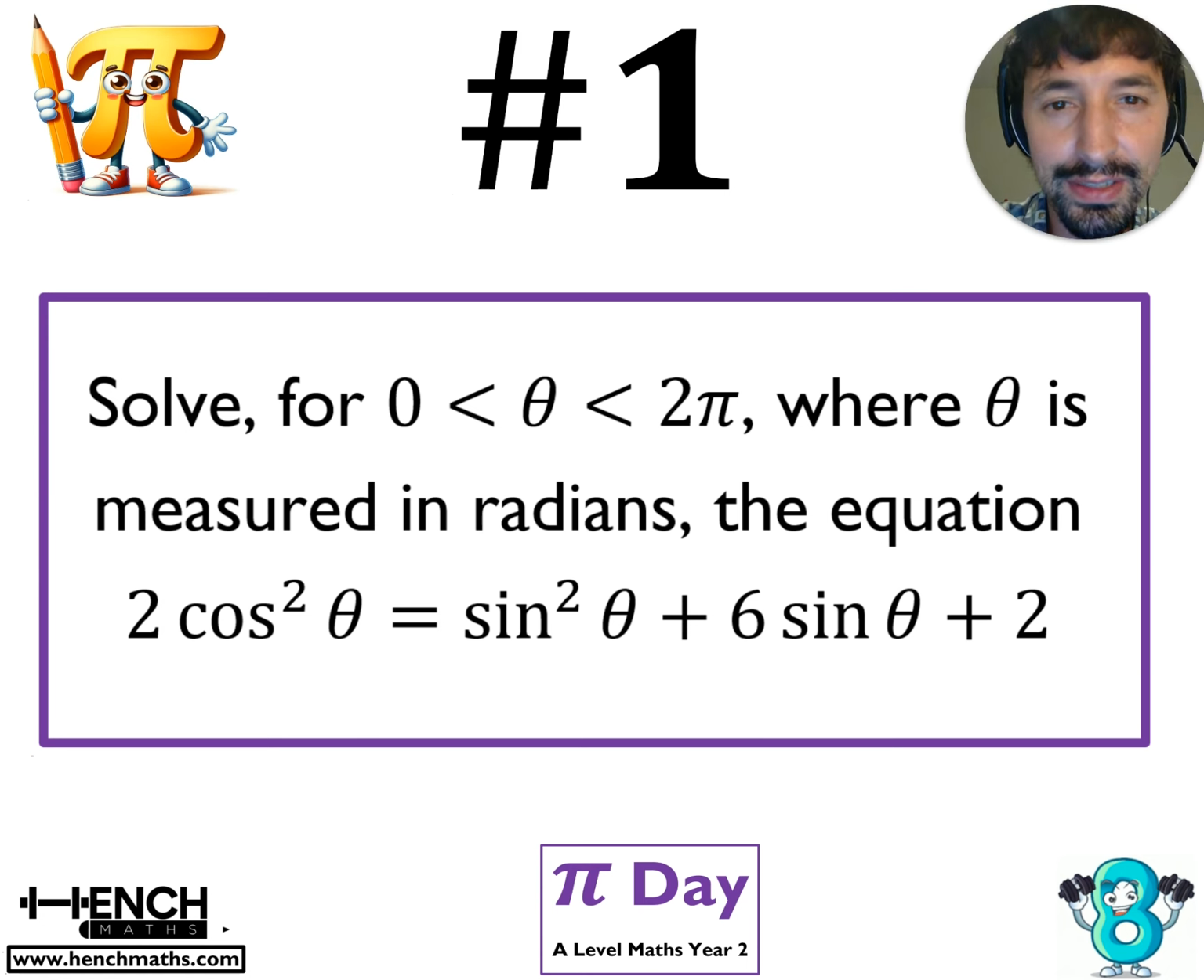So this is for A-level Maths Year 2, but if you're in Year 1, you can still do this as long as you know radians. It's a bit harder to make questions that involve pi unless you use radians with these trig ones. Anyway, let's have a go at this one. So solve for theta between 0 and 2 pi, where theta is measured in radians, the equation 2 cos squared theta equals sine squared theta plus 6 sine theta plus 2.